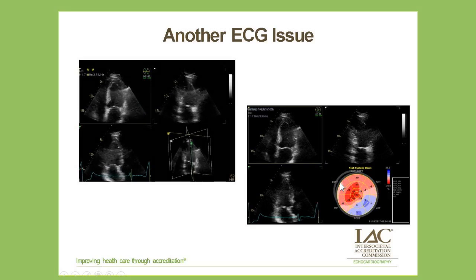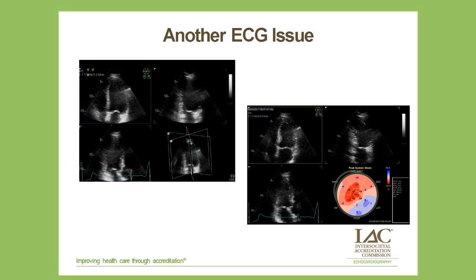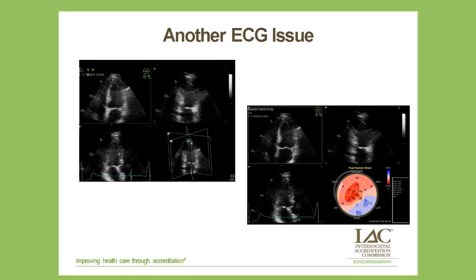So, we tend to have a little checkoff list in our head as we're acquiring these images, which I think comes with experience when doing strain: check your images, make sure everything's within the sector, check to make sure that you've got optimal endocardial definition, check to make sure that you don't have any issues with your EKG as well.